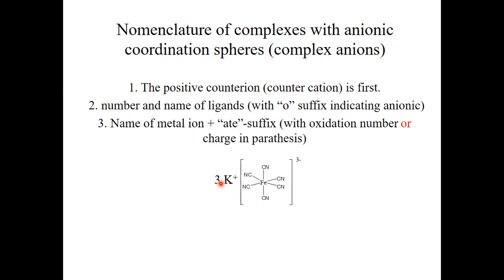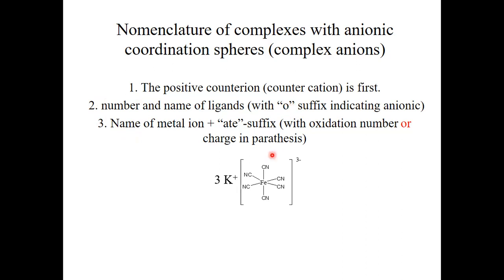So here we have 3 K+ and FeC... and 6-. So how do we name this coordination compound? We realize first that it's a complex anion. So we name the positive counter ion first. So this is just potassium. Remember again, we ignore the number of counter cations. So in the next step, we number and name the ligands and place an o as a suffix behind the name of the ligand.